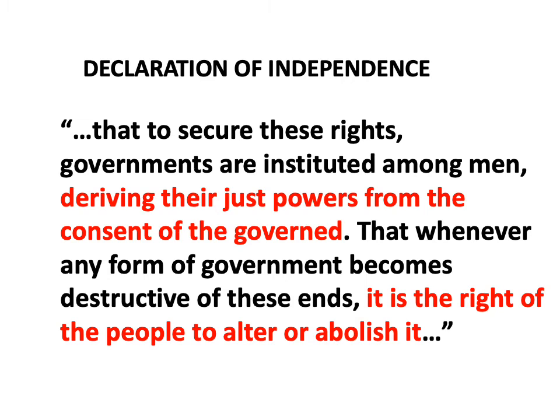This is a section from the beginning of the Declaration of Independence, which we'll explore in more detail in a subsequent module. But you can see here what I put in red, that these governments are instituted among men, deriving their just powers from the consent of the governed. And then whenever any type of government becomes destructive of these ends, it is the right of the people to alter and abolish it.